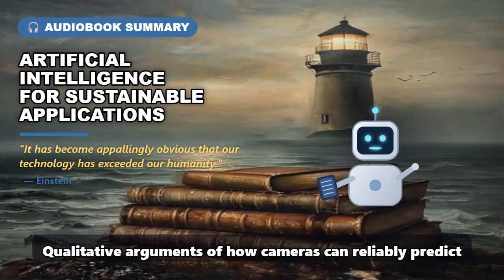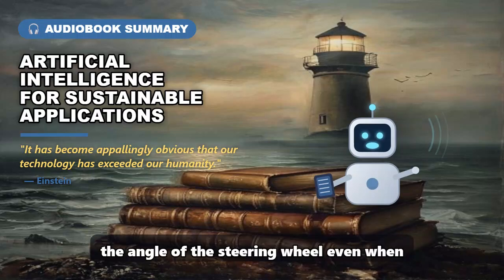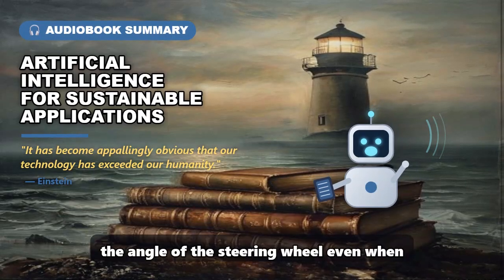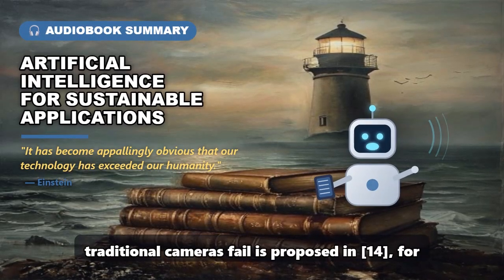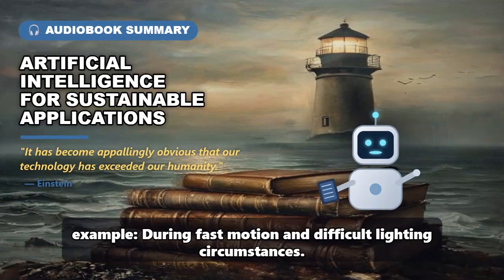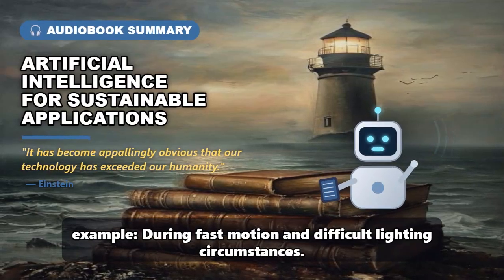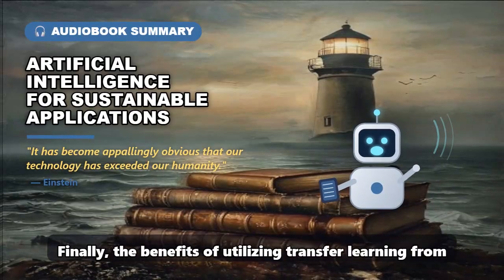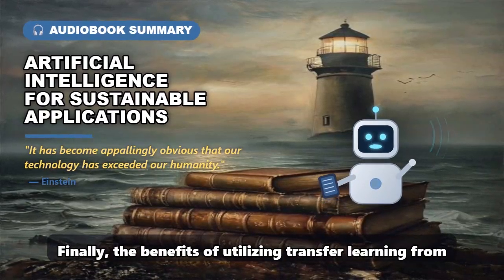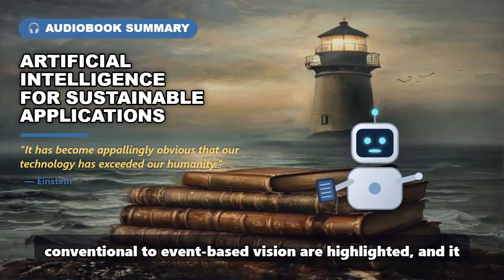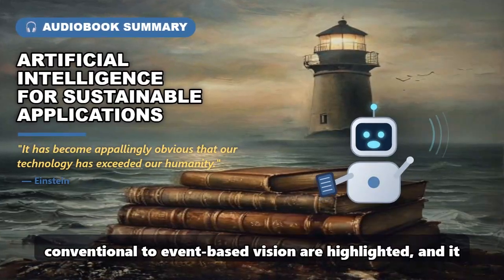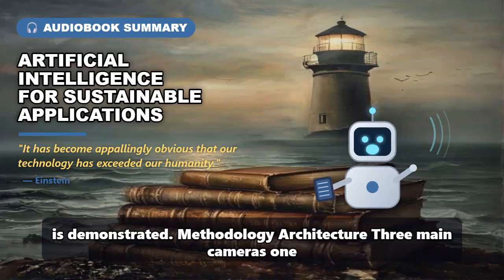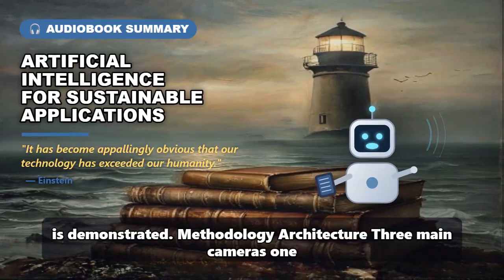Quantitative arguments and qualitative arguments of how cameras can reliably predict the angle of the steering wheel even when traditional cameras fail is proposed in 14, for example, during fast motion and difficult lighting circumstances. Finally, the benefits of utilizing transfer learning from conventional to event-based vision are highlighted, and it is demonstrated.